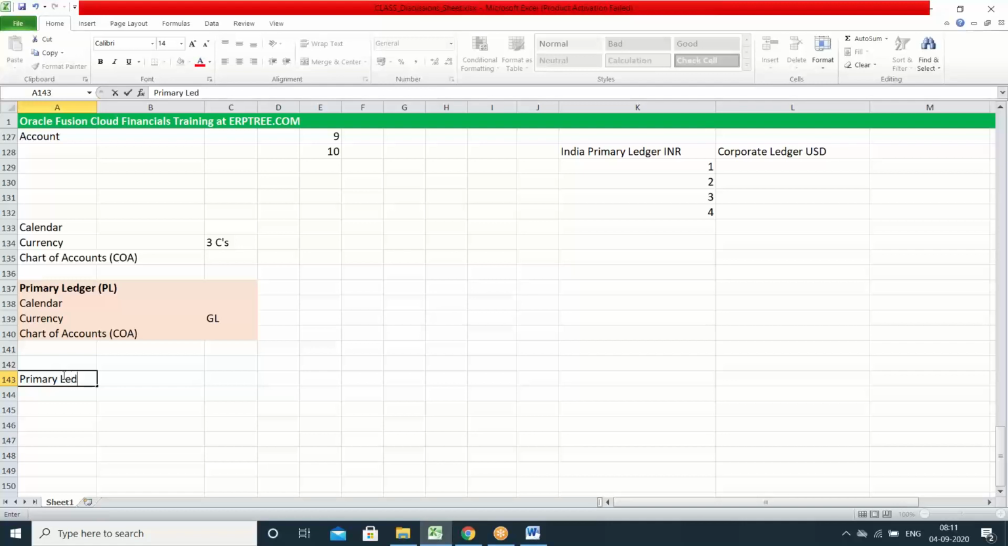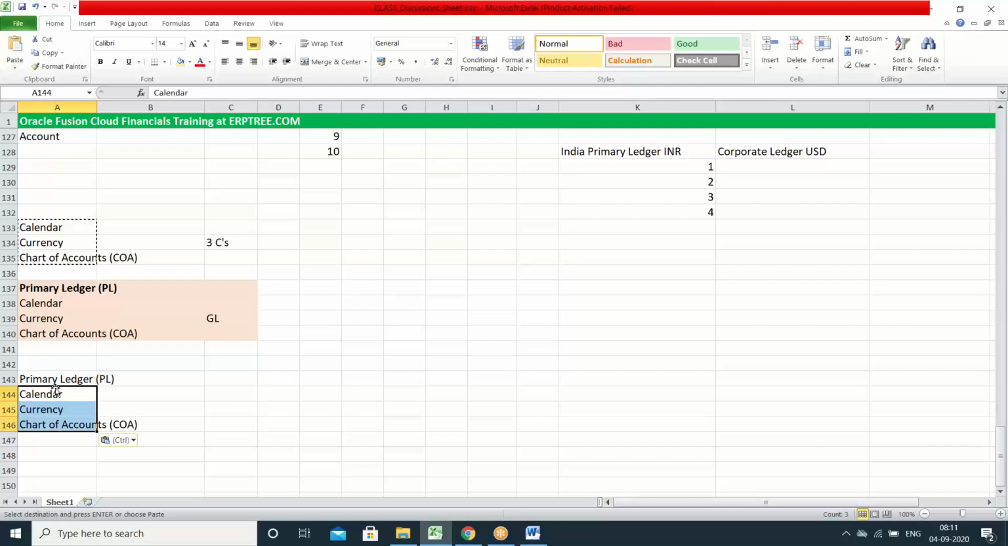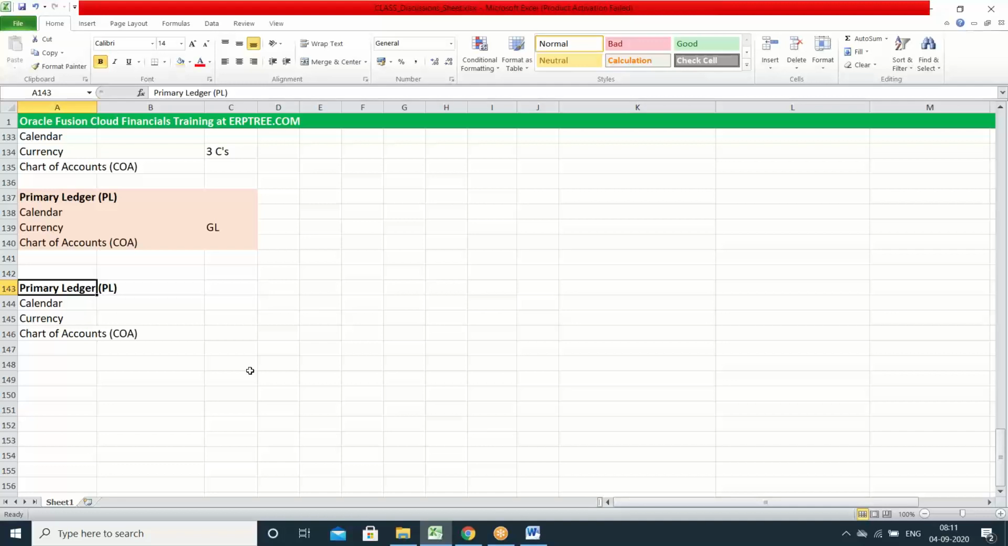So the primary ledger, you can create by using these three components. If you create the primary ledger by using these three components, you can use it to record the transactions only in the general ledger application. If you want to use this primary ledger to record the transactions in subledger applications, other than GL, all applications we call as subledger applications, along with the GL application, we have to use one more component called accounting method.